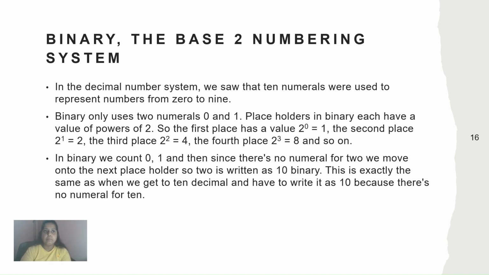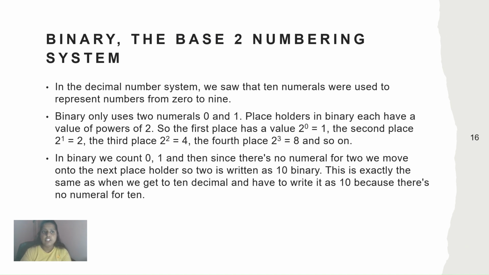Binary, the base 2 numbering system. Let's see how we can convert numbers between binary and denary, denary to binary, and in between hexadecimal also. In the decimal number system, we saw that 10 numerals were used to represent numbers from 0 to 9. Binary only uses two numbers, 0 and 1.